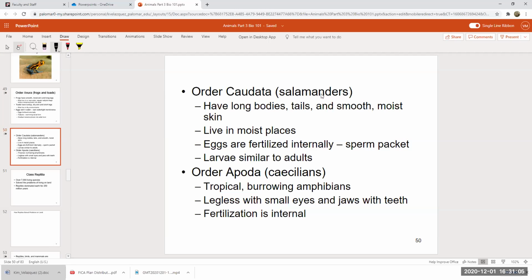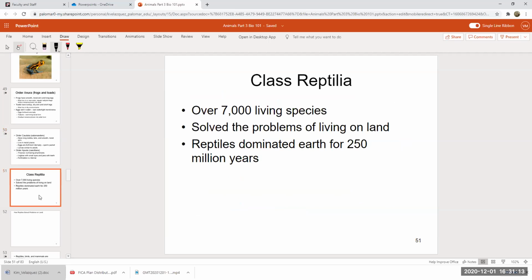And then, of course, the salamanders and the legless caecilians. Okay, class Reptilia, the reptiles. They dominated the earth for 250 million years, so they were doing something right. There are over 7,000 living species still, and they really solved the problems of living on land.